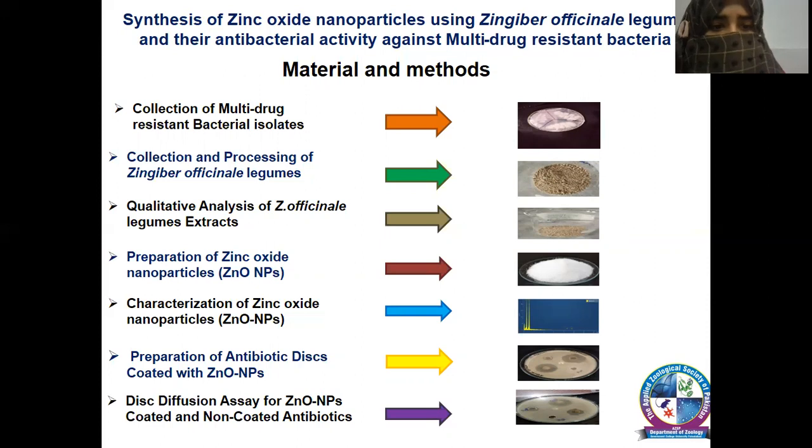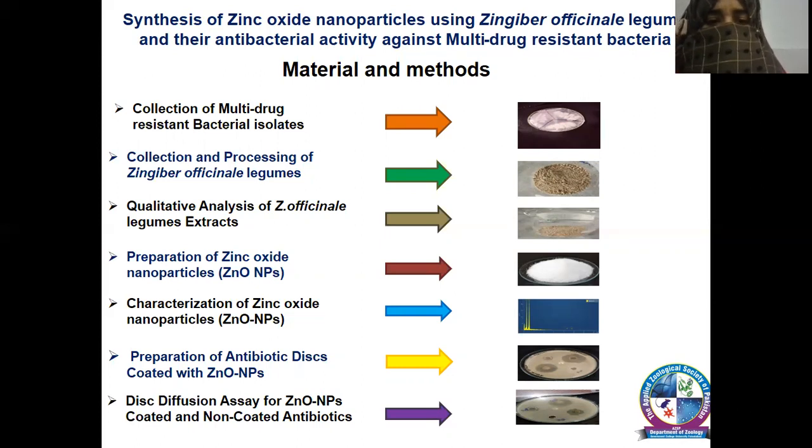So the fourth one is preparation of zinc oxide nanoparticles. Zinc acetate dihydrate, 0.1 mole, was taken and dissolved in 50 ml water, then 1 gram of extract was dissolved. For maintenance of pH, add a few drops of ammonia and place in a shaker for 2 hours. After shaking, place in a centrifuge and then place in an incubator at 80 degrees Celsius. Then we get the powder form of zinc oxide nanoparticles.